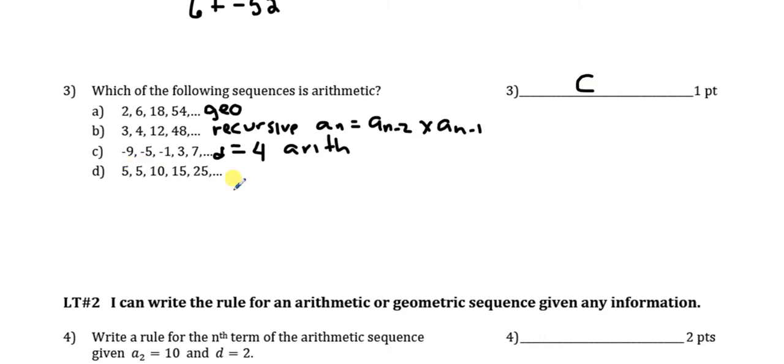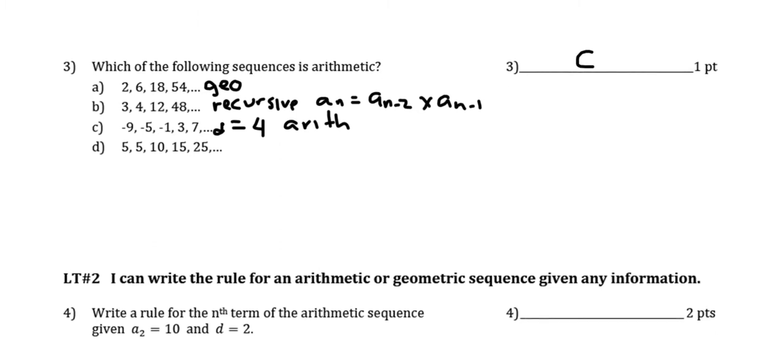And this next one would be another recursive. You have 5 plus 5 equals 10, 10 plus 5 equals 15, 10 plus 15 equals 25. So the next term in the sequence is usually based off the one term before it, but in these B and D, they were the 2 terms before it. So you would be given a1 and a2, and then something like a sub n minus 2 times a sub n minus 1. This one would be a sub n minus 2 plus a sub n minus 1.